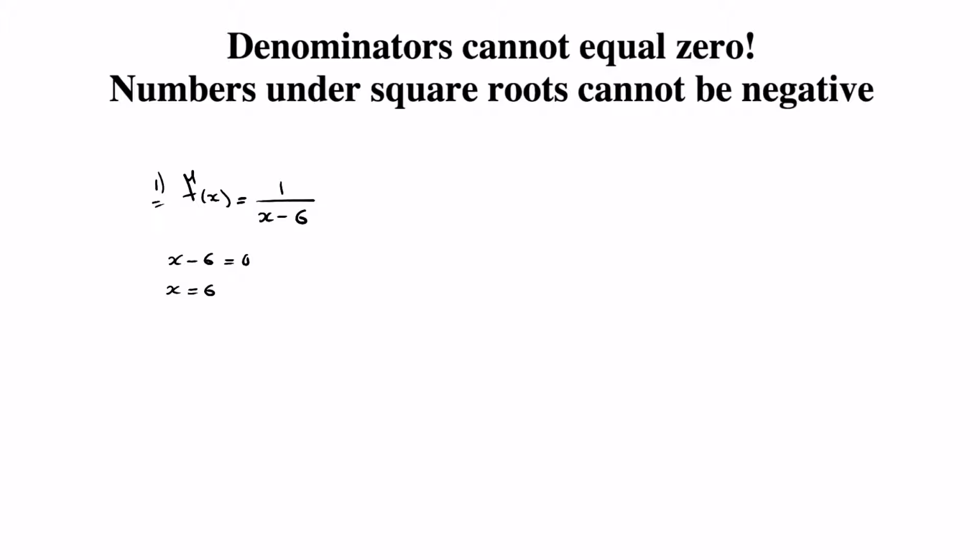Now, 6 is the value of x for which the denominator will equal 0. In other words, 6 is the value for which this function is not defined. Therefore, this function's domain is all real numbers with the exception of 6. And we can write this as follows. The domain equals all x inside R such that x is not equal to 6. And there you go. That's this function's domain.